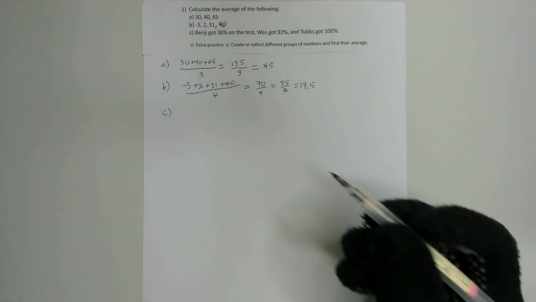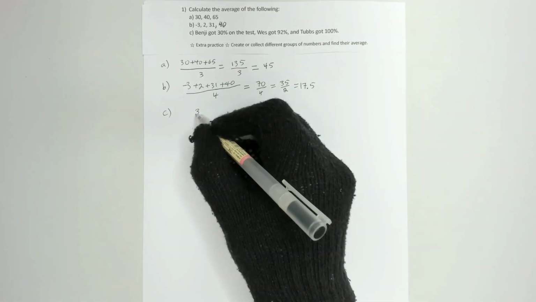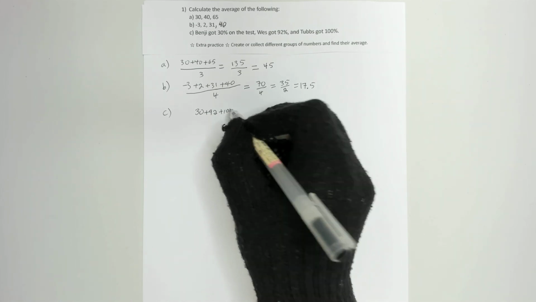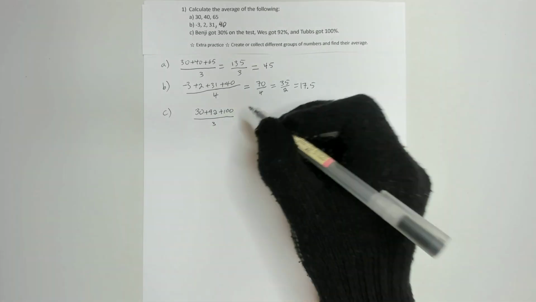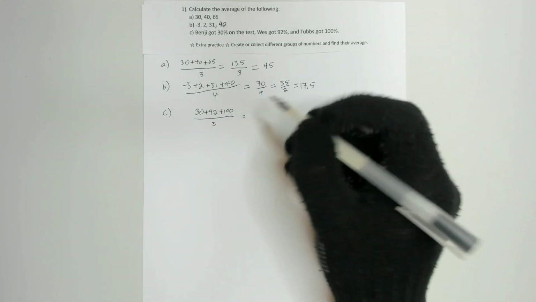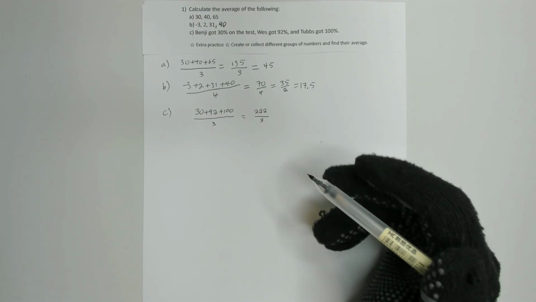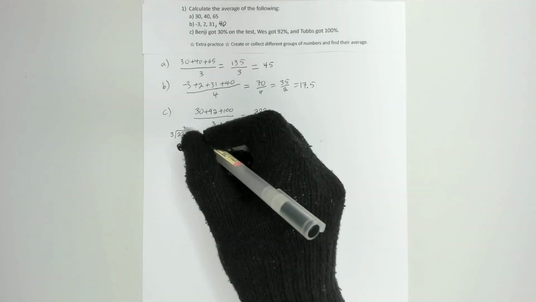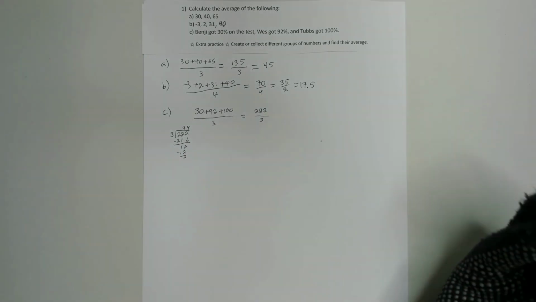So again, all we do is we just add them up, 30 plus 92 plus 100. And since there's 3 students, we're going to divide this by 3. 30 plus 92 is 122, plus 100 is 222. And 222 over 3, let's maybe just do that on the side here. All right, we're looking at 74.